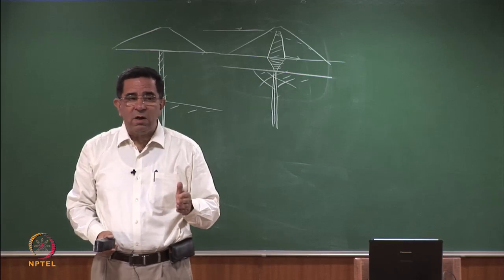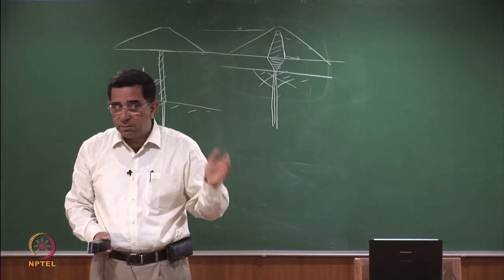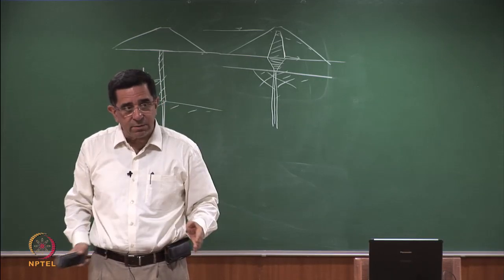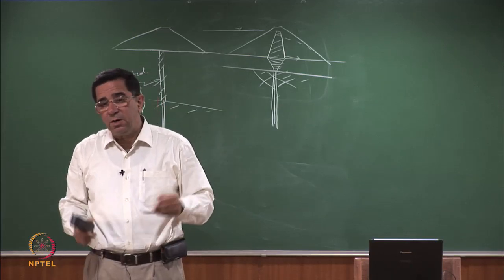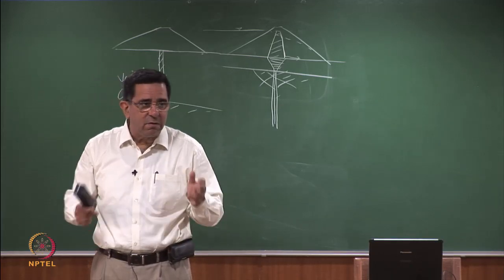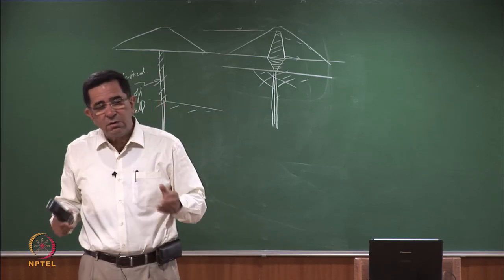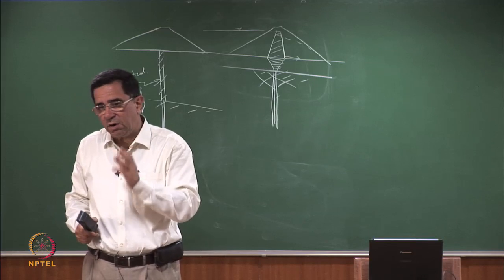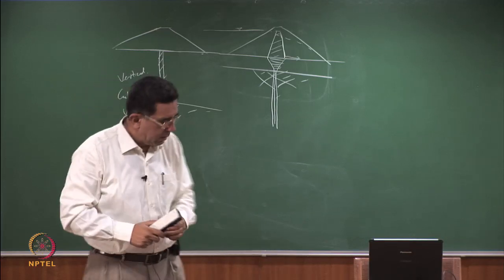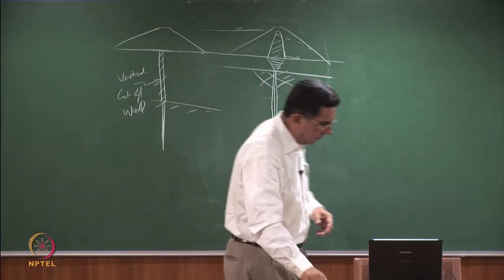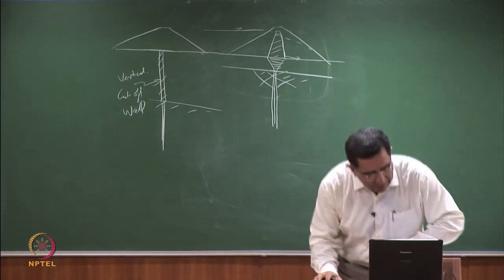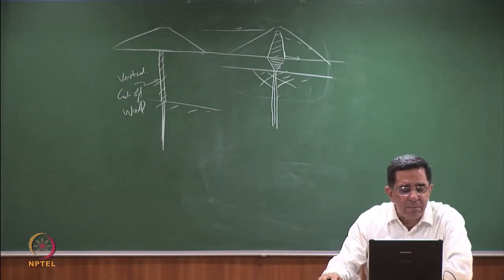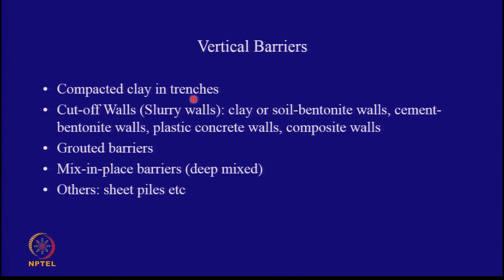The vertical cut-off wall is not a diaphragm wall which is retaining earth behind it, like for Calcutta Metro. So it's typically not an RCC wall. It will be a plastic concrete wall or it will be a soil, cement, clay mix wall. It's an impervious wall. It's not a structural member. Okay? So we'll see this as we go along. So vertical barriers are compacted clay in trenches when the thickness to the impervious strata is low. It can be cut-off walls.